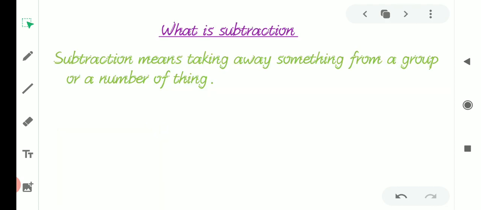this chapter. First of all, tell me what is subtraction. I will explain first what subtraction is. After that we will see one example of it, and then we will move on to this chapter. So what is subtraction? Subtraction means taking away something from a group or a number of things. We will subtract it, means we will take away the things from the group. So this is what subtraction means.